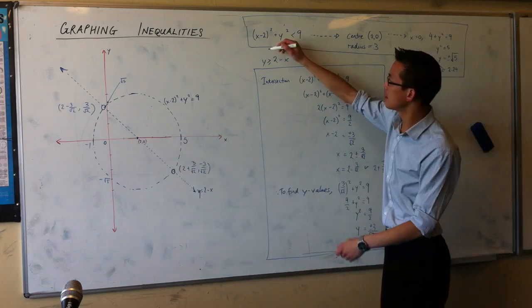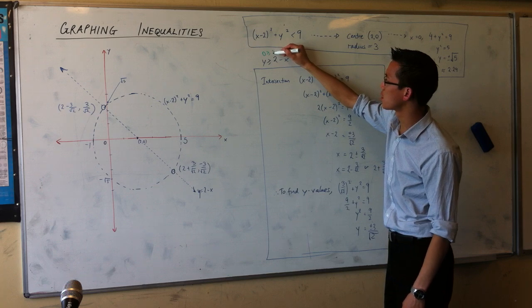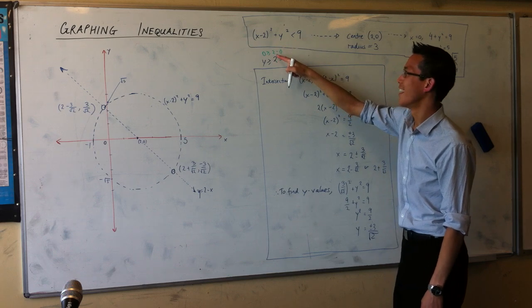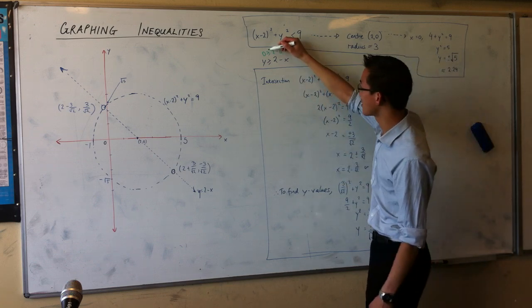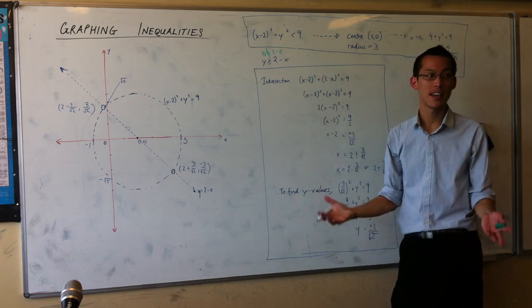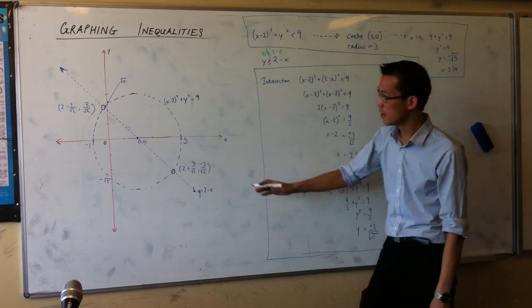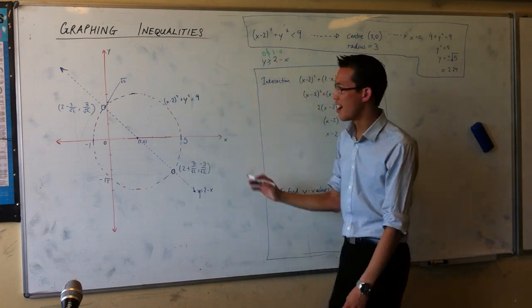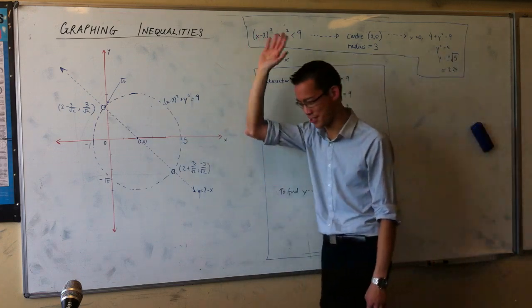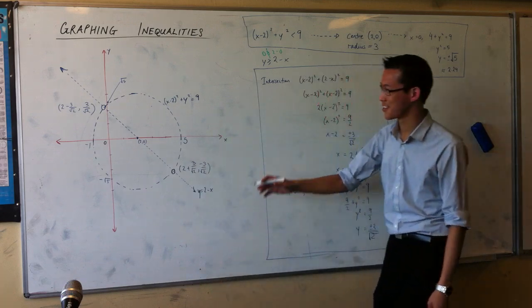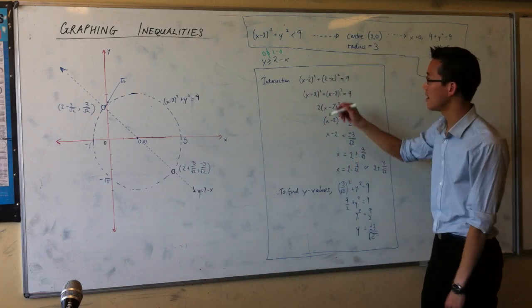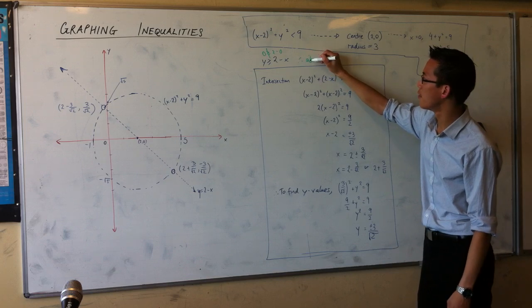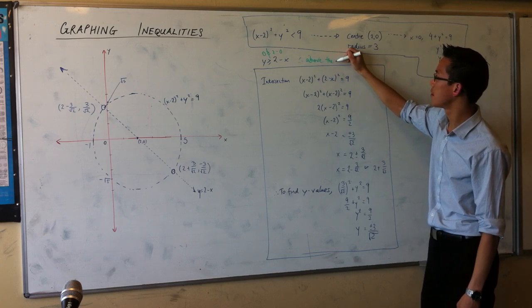0, 0. Is 0 greater than 2 minus 0? Is that true? No, it is not. So the origin is not in the region we're interested in. So we're looking up, okay? Now, normally you would shade that part. I'm not going to do that now because I'm going to make a disaster of my graph. But I just want to keep in my head, therefore, above the straight line.